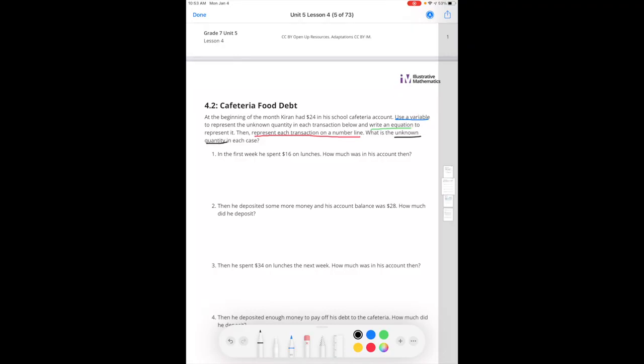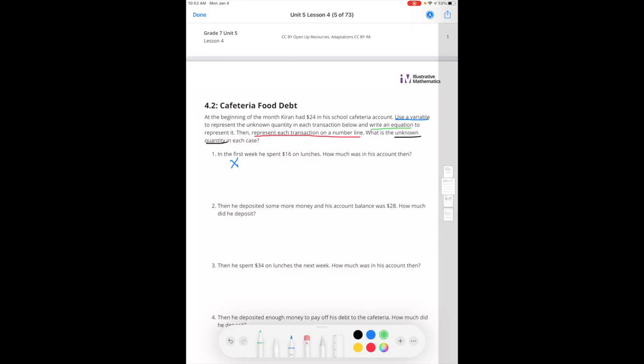Number 1, in the first week, he spent $16 on lunches. So first we need a variable. So we can just use X. So we'll put X as our variable. It wants to know how much money was in his account. So our X represents the money in the account after he spends $16 on lunches.